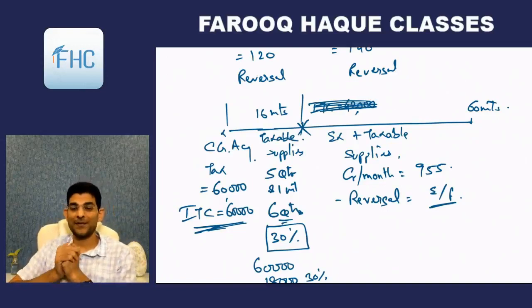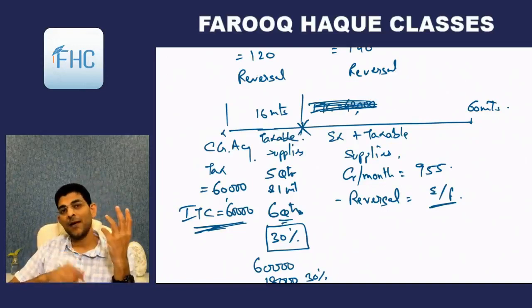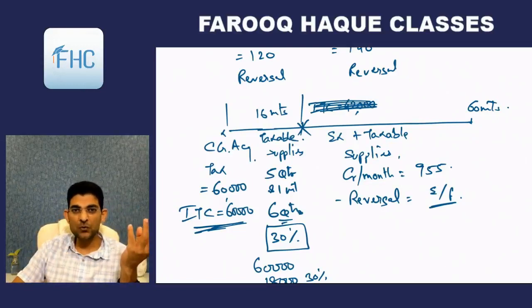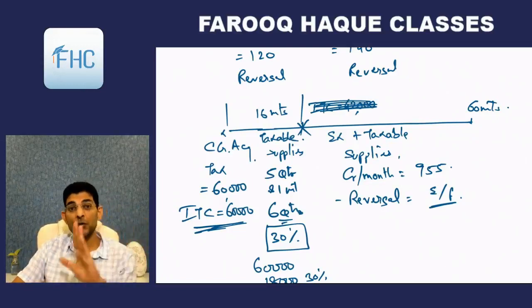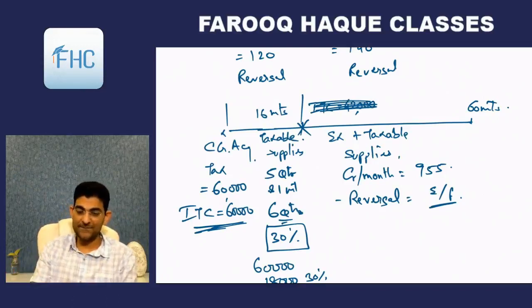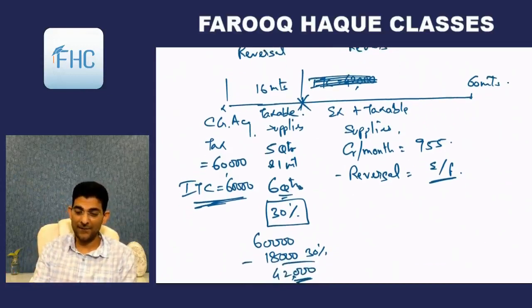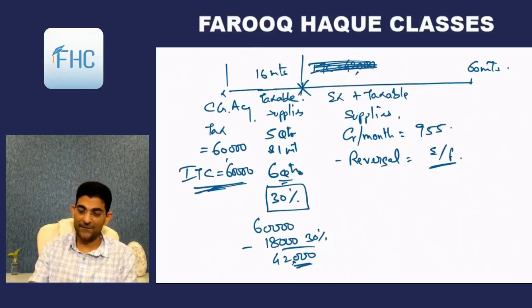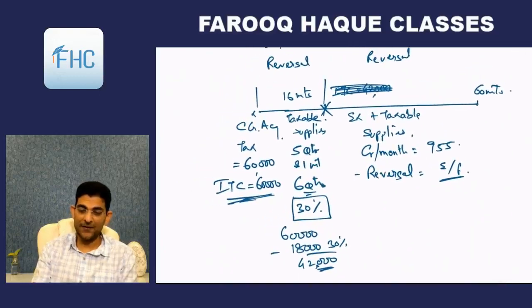Okay, so two things can happen. An asset which is exclusively for non-business use or exempt supplies converted into part use, or an asset which was there for fully taxable supplies converted into part use. Got it? Great. So let's see now.